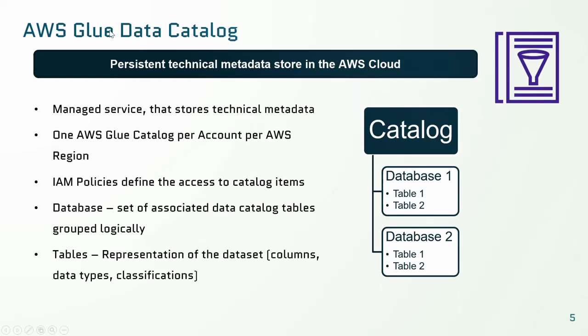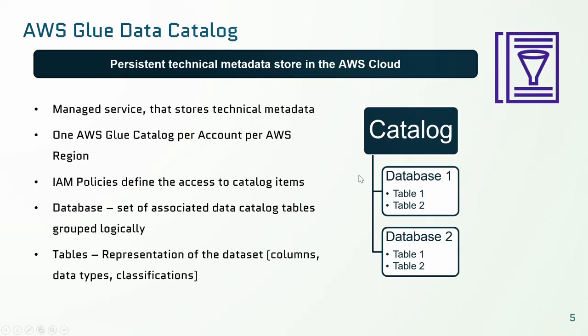Okay, let us talk about the AWS Glue Data Catalog in a bit more detail. As we touched upon earlier, it is persistent technical metadata stored in the AWS cloud, consisting of databases, tables, connections, etc. It's a fully managed service. We will be able to have only one Glue catalog per account per AWS region. We will not be able to create more than one data catalog. And IAM policies define the access to the catalog items such as databases, tables, and the underlying data sources and targets.